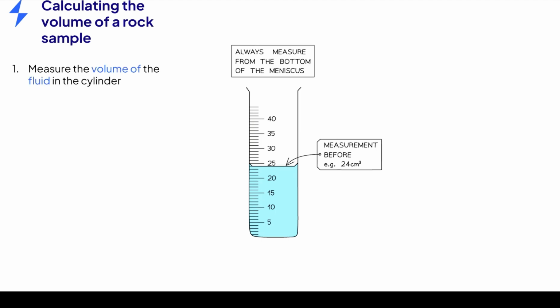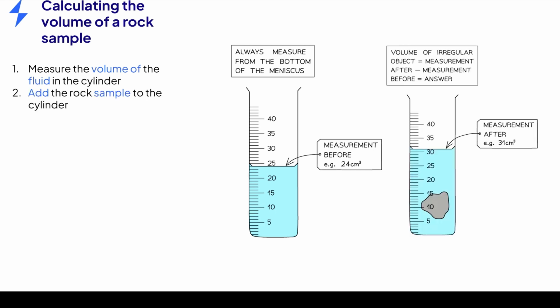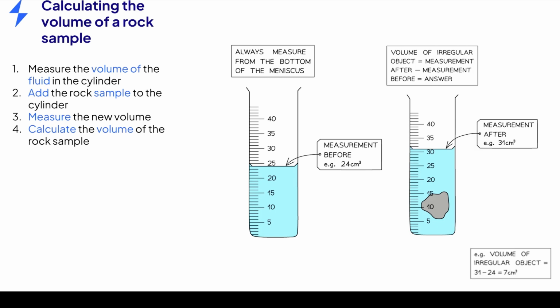Measure the volume of fluid in the cylinder, which is 24 centimeters cubed. Add the rock sample to the cylinder. Measure the new volume of fluid, which is 31 centimeters cubed. Calculate the volume of the rock sample. This is 31 minus 24 to give 7 centimeters cubed. Remember that 1 millimeter of displaced water is equal to 1 centimeter cubed of water volume. Bend down to be eye level with the bottom of the meniscus in the fluid to measure the volume.